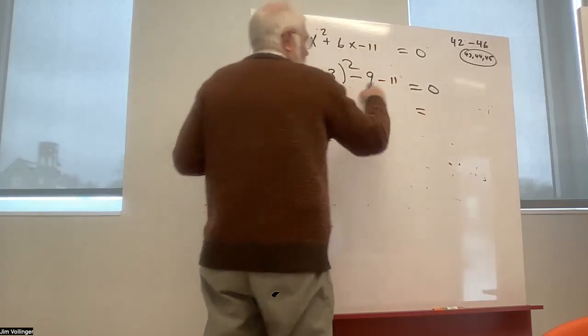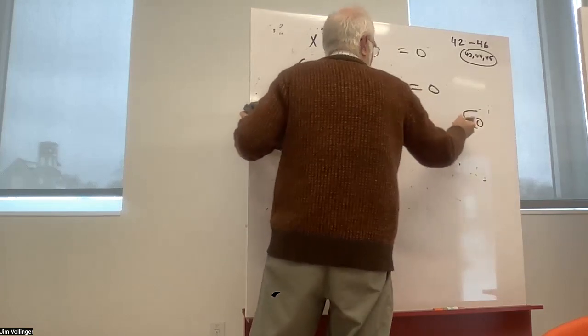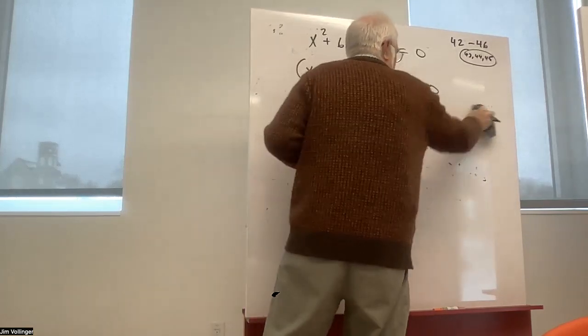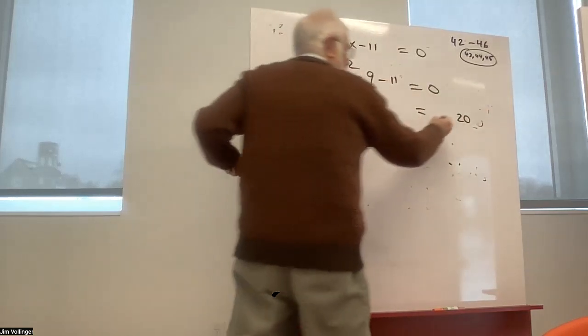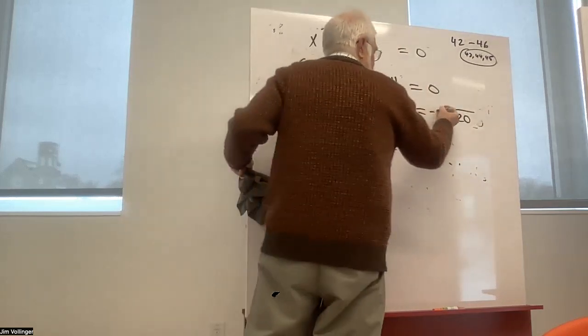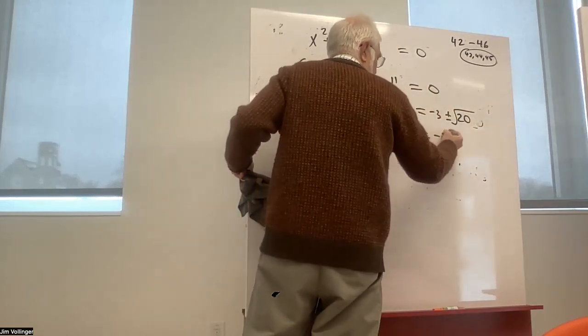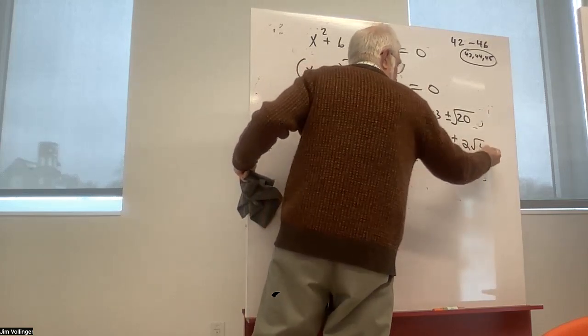All right, so minus 20 becomes positive square root of 20. Oops, I didn't do the squaring yet. Minus 20 becomes positive 20. Squaring becomes plus minus the square root of. Addition of 3 becomes subtraction of 3. And hopefully you could have also seen that it could have been written as 2 root 5, right?